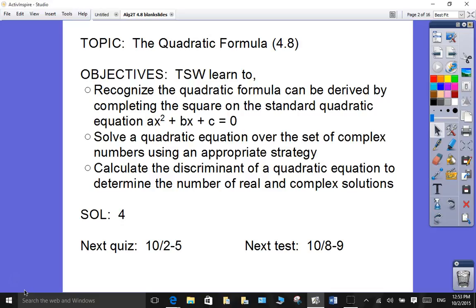It's kind of worded like this. Students should recognize that the quadratic formula can be derived. Yeah, it doesn't say you have to do it. It says you have to recognize it. I've never seen any test question that had anything to do with knowing this thing right here, but that is the SOL.